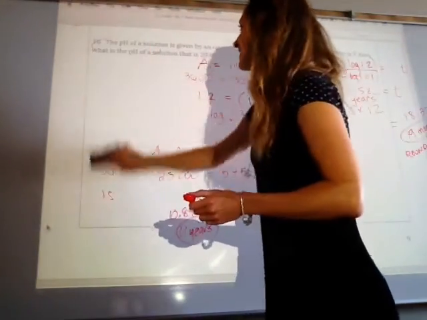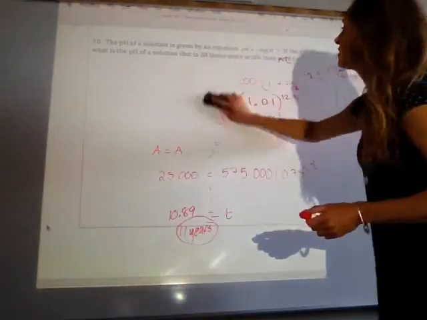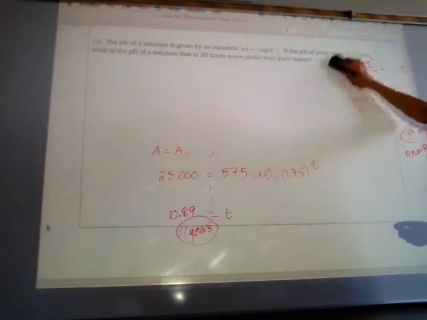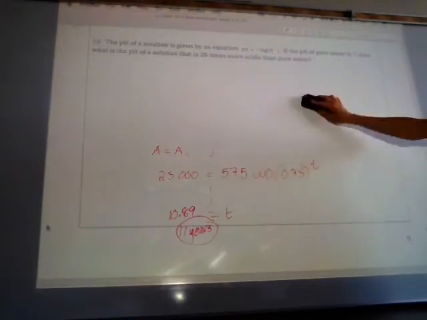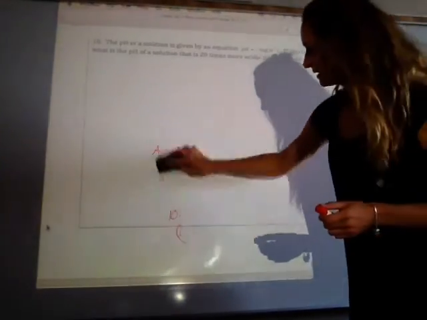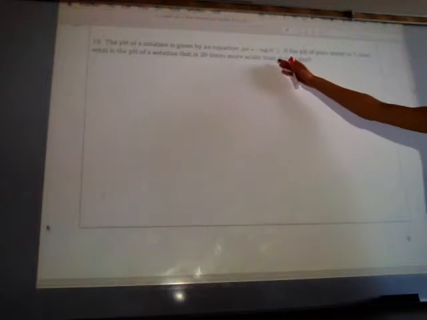All right, next question is dealing with pH. So the acidity and the alkalinity, or how alkaline a solution might be. You've probably heard of acids and bases. Bases are also called alkaline. Did you guys learn that in chem? Yeah? Okay, good. All right, the pH of a solution is given by this formula.